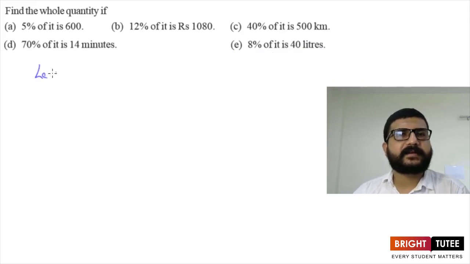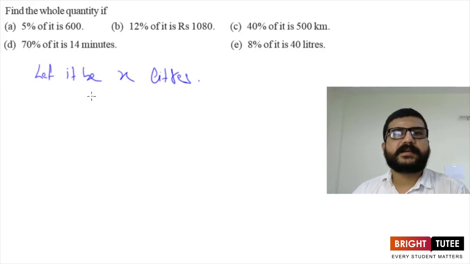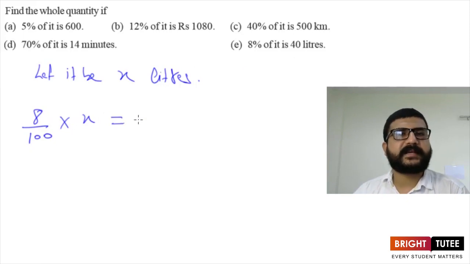So let it be x liters. So it means now we are having 8% of x liters is 40 liters. So let's write it here. 8% means 8 upon 100 of means multiplication. So this is 8% of x is equal to 40. Now we have to simplify this. So what we have to do for that? We have to transpose this 8 upon 100 on the right side of the equation. So this gives us x is equal to 40 into 100 upon 8.